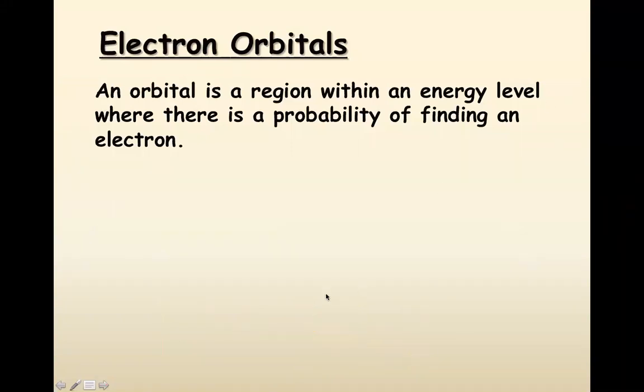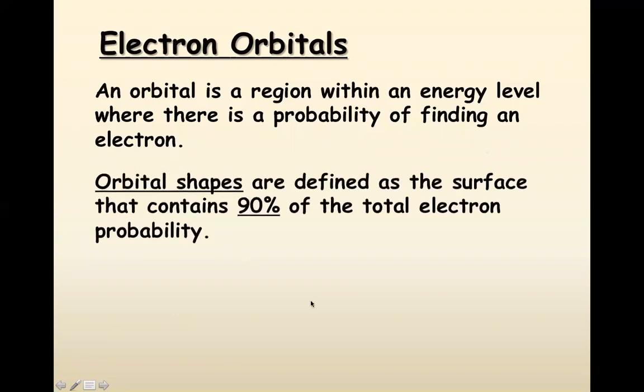There we go. Okay, so let's talk about orbitals. This is something that you need to know. Orbitals are a region of space within an energy level where there is probability of finding an electron. An orbital is a region within an energy level where there is a probability of finding an electron. Orbital shapes are defined as the surface that contains 90% of the total electron probability.